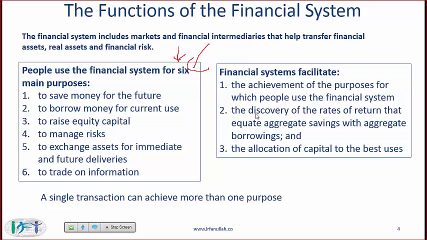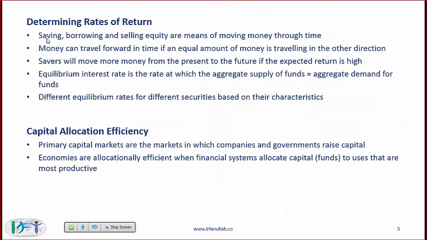The financial system facilitates the discovery of the rates of return that equate aggregate savings with aggregate borrowings, and finally the financial system facilitates the allocation of capital to the best uses. This is also called allocational efficiency. A single transaction can achieve more than one purpose.